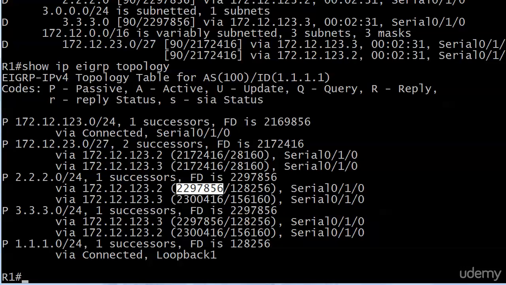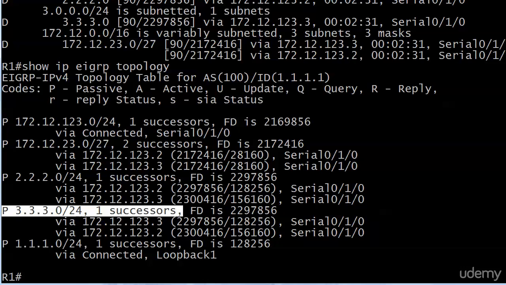So the successor for the path to router 2's loopback has a metric of 229.7856. Well, the other path is just a little bit slower. 2300416. That's not much higher, but still they are not exactly equal. So right now, router 1 is just saying, okay, if I need to send anything to the 2220 network, I'm going to send it using 123.2 as the next hop, and 123.3, that path can step in if it is needed. Now let's look at the entry to router 3's loopback, and it's just kind of a mirror image.